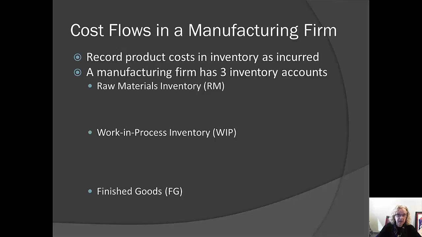The other piece of GAAP that is relevant here is the matching principle, which says that we match our expenses to the revenues that they help us to generate. Because of that, we record all of our product costs initially as inventory, and we have to wait until the end of the period to know whether the inventory was sold or not.